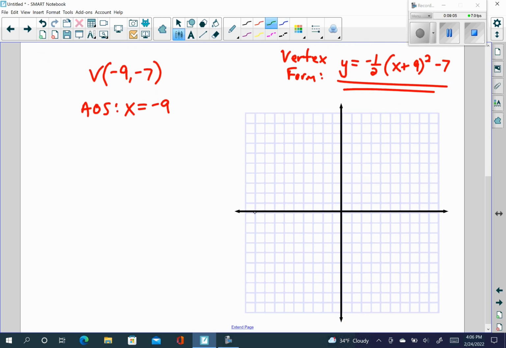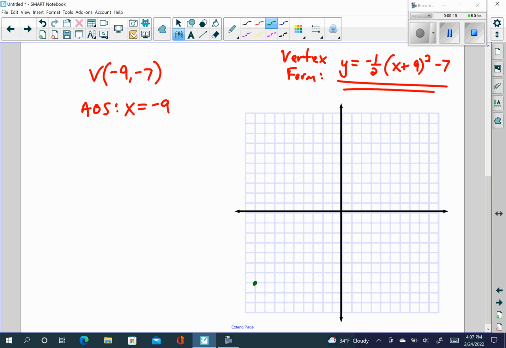All right, so we go to negative 9, negative 7. Our parabola is going to open down. Now I'm not going to change my coordinate plane here. We'll get the idea, but this is why I had you guys do this on larger graph paper.